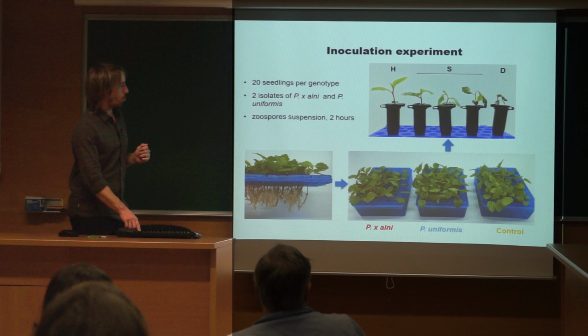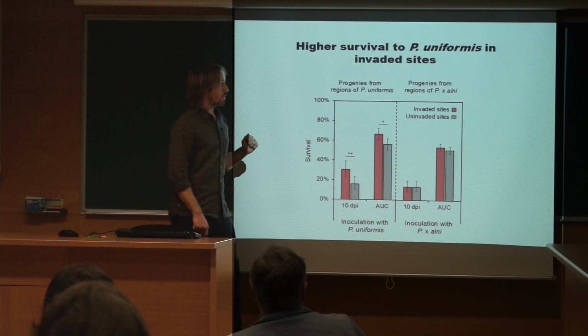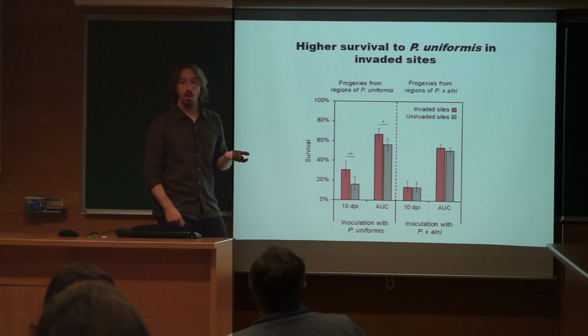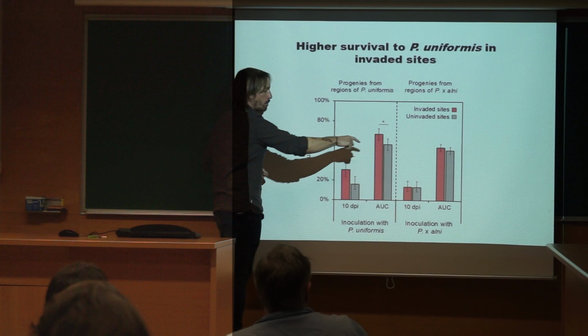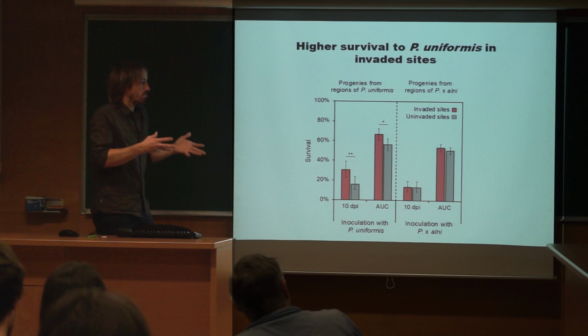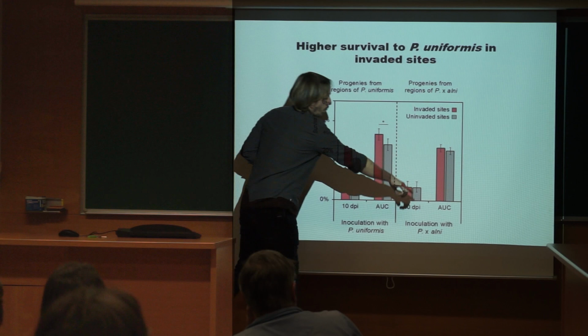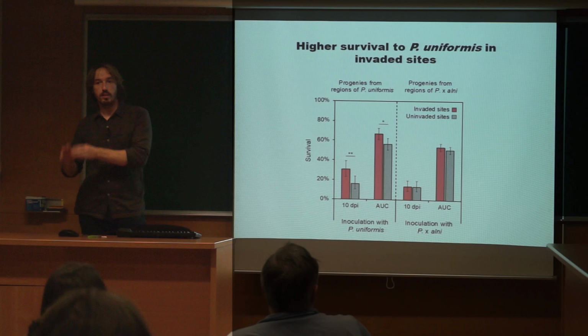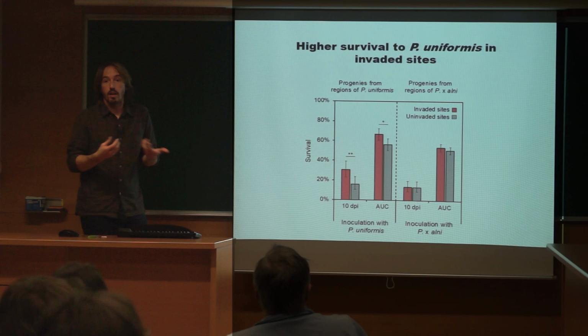What we saw was that there was a higher survival to Phytophthora uniformis on the invaded site. Okay, that was quite good news. If we take seeds from trees that are in the river, the survivors, they are a little bit more resistant than the naive population in the forest that has never seen the pathogen. One could think, okay, this is good. That would support our hypothesis that those are genetically resistant and there is some selective pressure there. What happened with Phytophthora alni? We could see none of that. The ones in the river that were theoretically surviving were equally susceptible as the ones in the forest. So in principle, there were no signs of selection there.